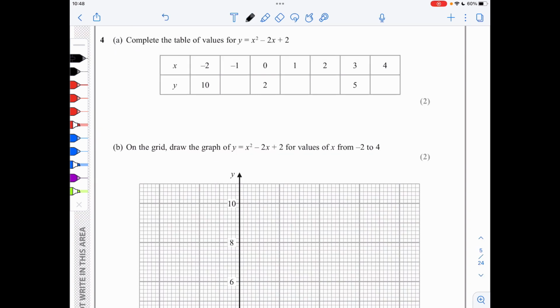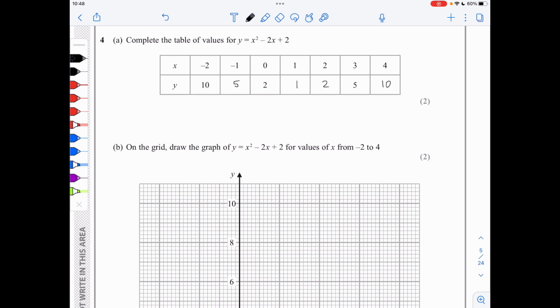In question 4, we need to complete the table of values. Here we've got some y values and we need to find the rest of them. We can use a calculator for this. We get a value of 5, of 1, of 2, and of 10 here.